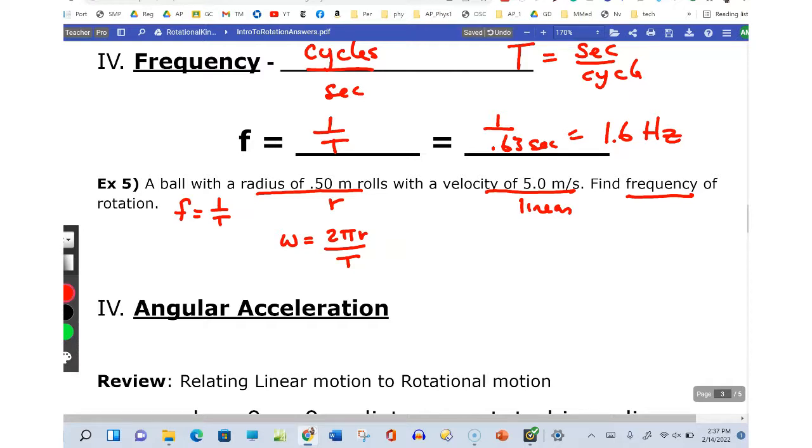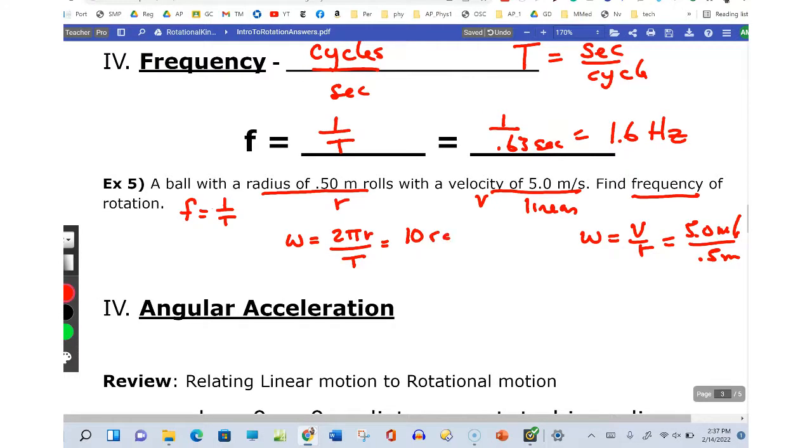This is linear, it's just v. So I can get angular by taking linear divided by r. So 5 meters per second divided by 0.5 meters. So my angular is 10 radians per second. And then it becomes a math problem.